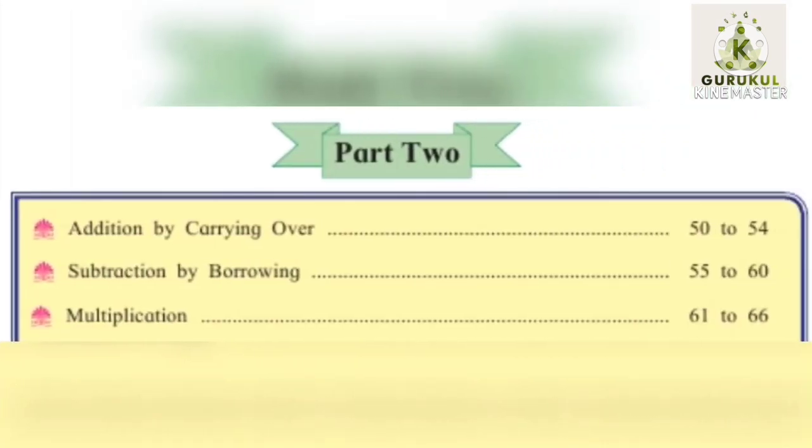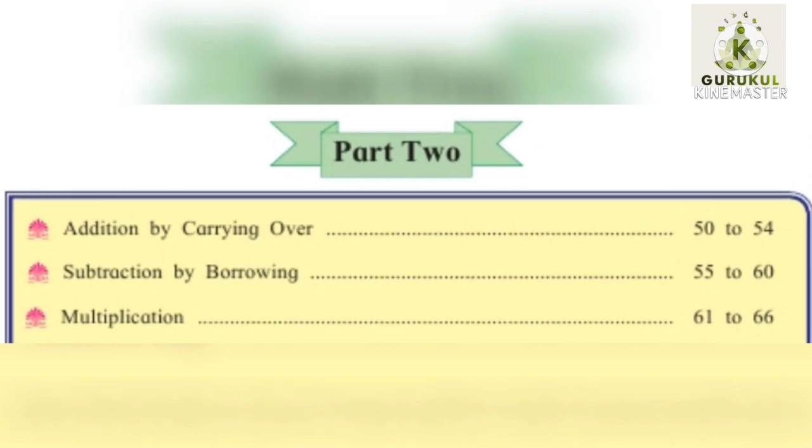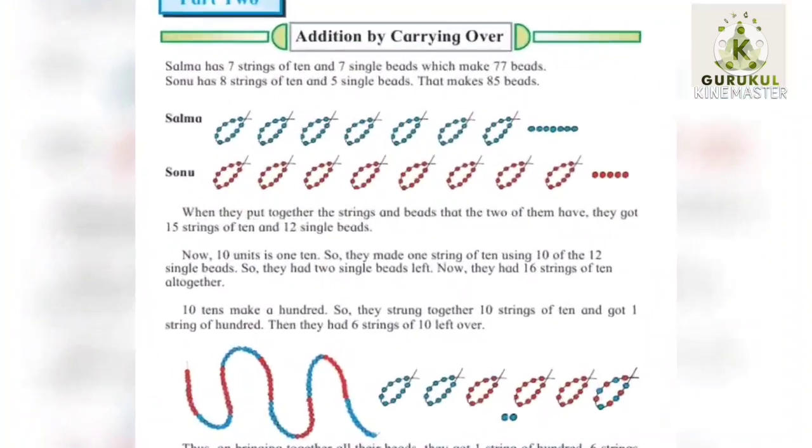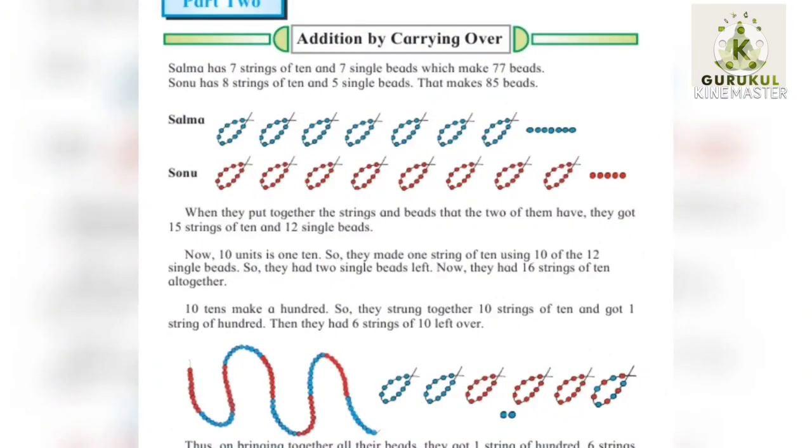We will be learning 3 lessons this time, that is for Unit 2. First one is addition by carrying over. Second is subtraction by borrowing, and third is multiplication. Today we will start with addition by carrying over.